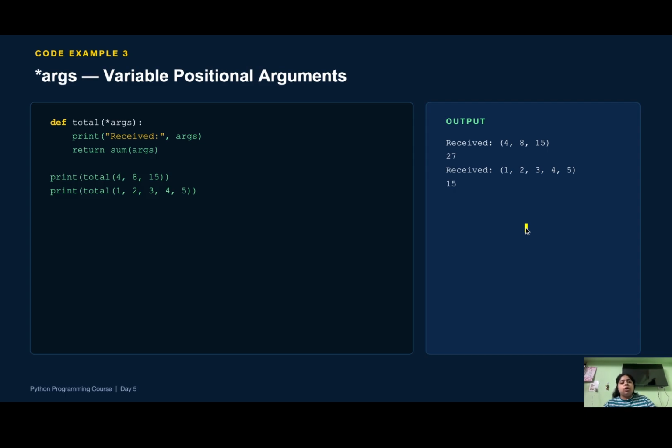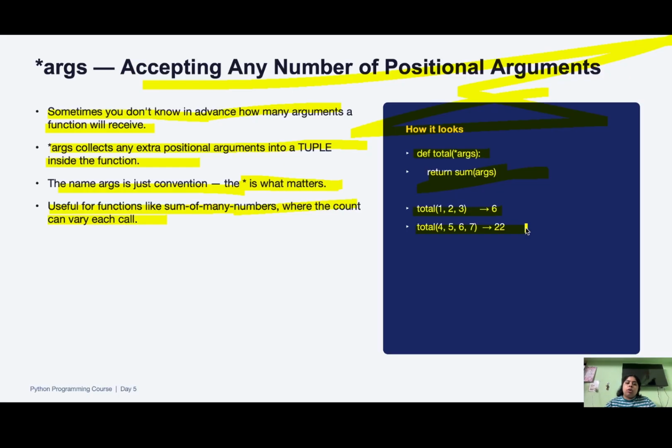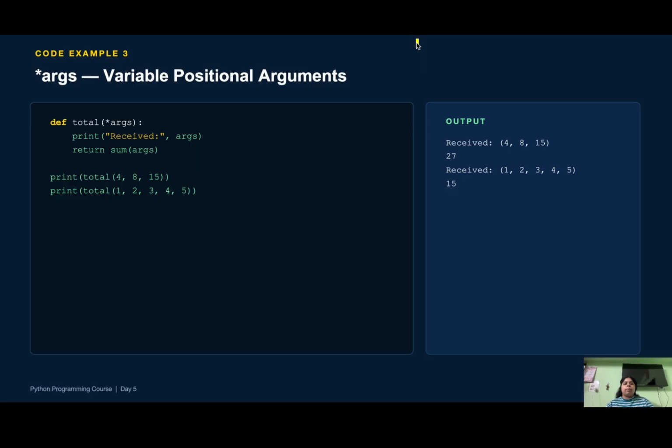Chalo, let's talk about star args, variable positional arguments, right? Here we talked about positional arguments for args. Here we will code it. So def total(*args): print received args and return sum(args). See, here we are calculating 3 numbers, here 4 numbers, and you can do it for any n number, right? We will code it and see.